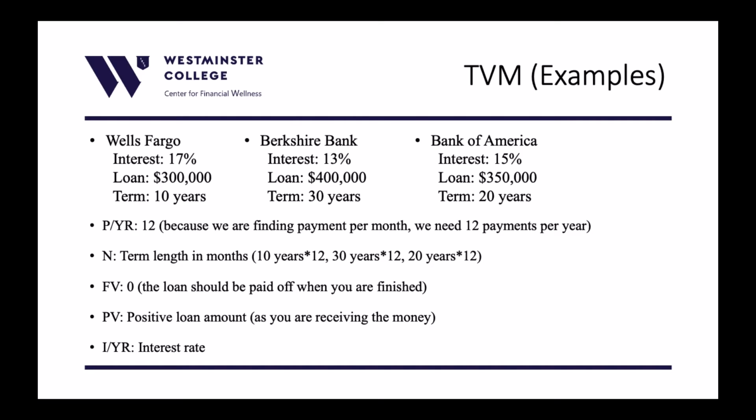Future value is 0 because the loan should be paid off when you're finished. Present value is the positive loan amount as you are receiving the money. So for Wells Fargo, it would be plus $300,000. And then IYR would be the respective interest rate for each loan.